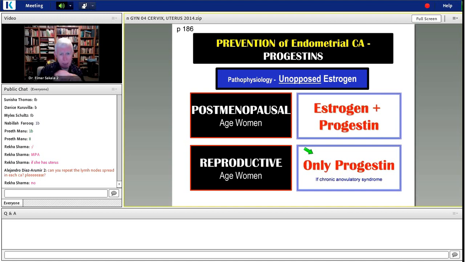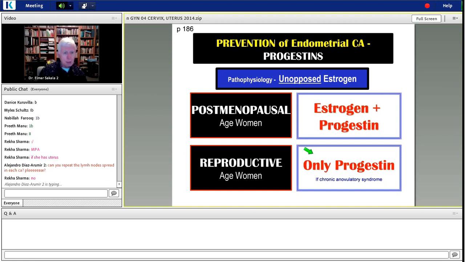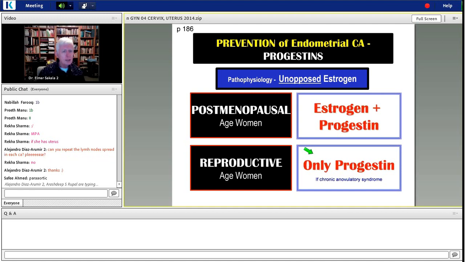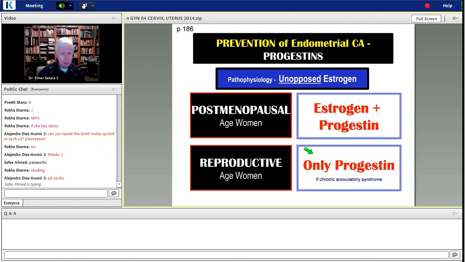And the endometrial cancer spreads to the para-aortic nodes. Now, where does ovarian cancer spread to? See, ovarian cancer does not spread primarily through the lymph nodes. It spreads intraperitoneally through the peritoneal fluid. So it is intraperitoneal spread.